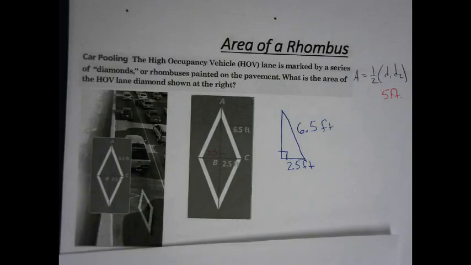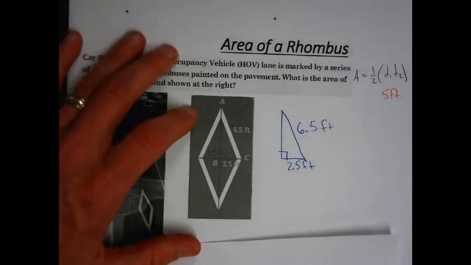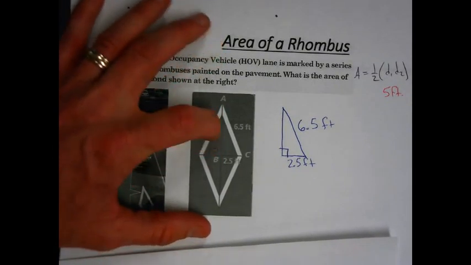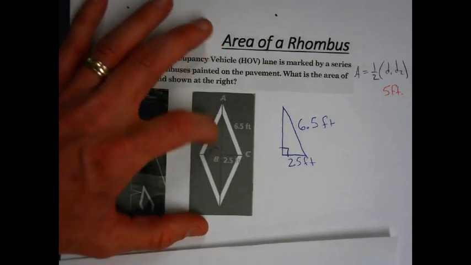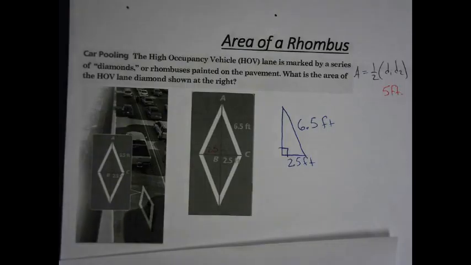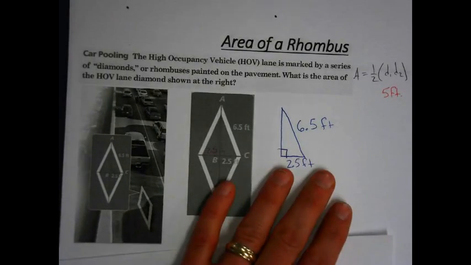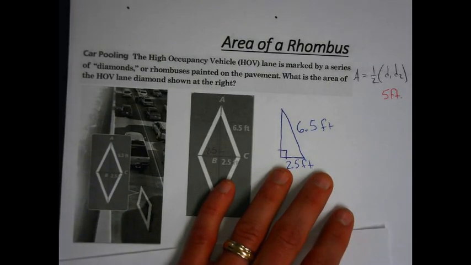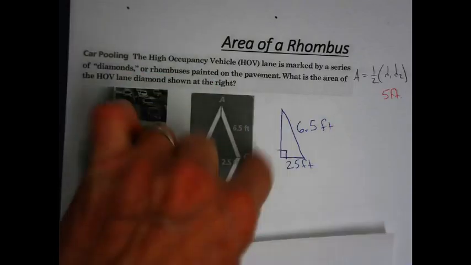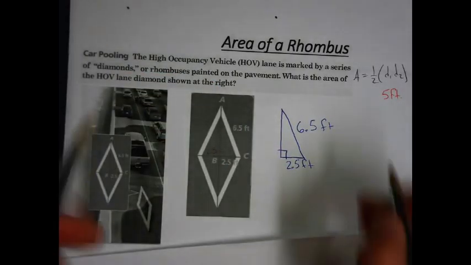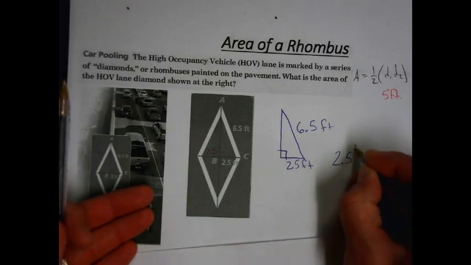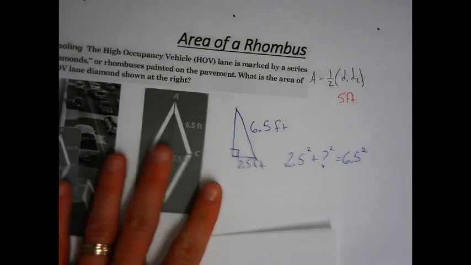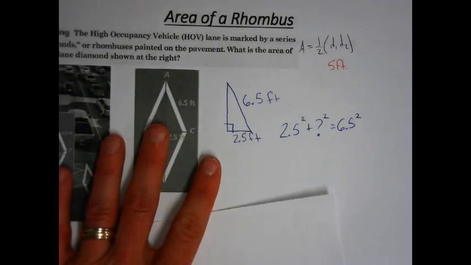How are we going to find the other diagonal? Hopefully you know. If we found this leg of the right triangle, we would be good to go. So, how do we find that leg of the right triangle? Our good friend Pythagoras. We're going to find this leg with our friend Pythagoras. Pythagoras says 2.5 squared plus, we don't know, squared will equal 6.5 squared. That's what Pythagoras says.